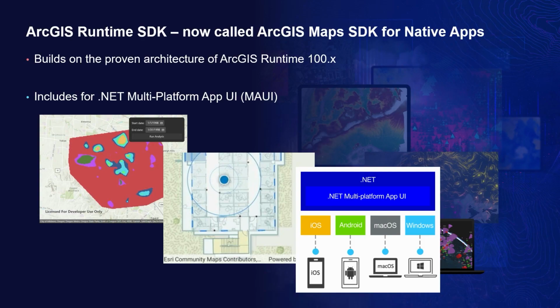One of the most popular frameworks for native applications is .NET, and the ArcGIS Runtime SDK for .NET has recently had some changes. With the latest release of the Runtime SDK, 100.x, this was renamed the ArcGIS Maps SDK for native apps. It still builds on the proven architecture of 100.x, as well as leveraging the latest developer framework innovations, including support for MAUI, Microsoft's cross-platform framework for creating native, mobile, and desktop applications.